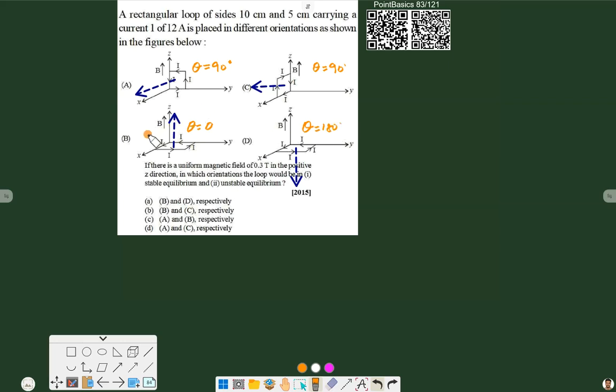So theta equal to 0 is the stable equilibrium condition, and 180 is unstable. So option B comes in stable and option D comes in unstable. So the answer is option A: B is stable and D is unstable. Moving to the next one.